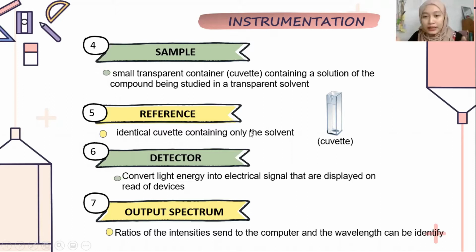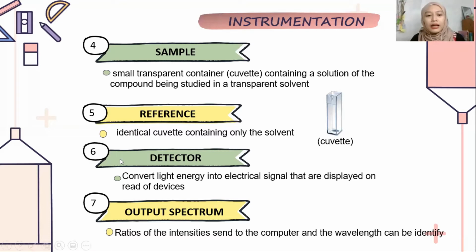Here, you need to understand that for the sample, we only use the colorless or transparent solvent in the cuvette. But for the reference, we will use the colored solvent, for which we commonly use a compound from the transition metal group. Okay.